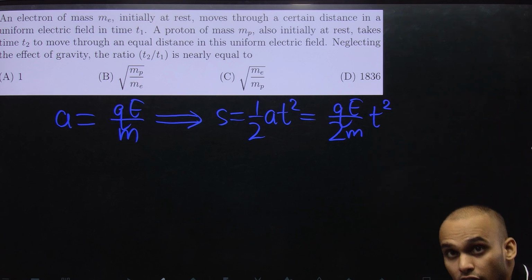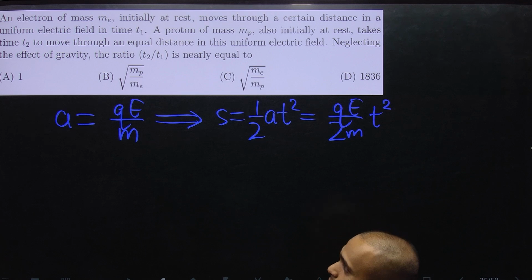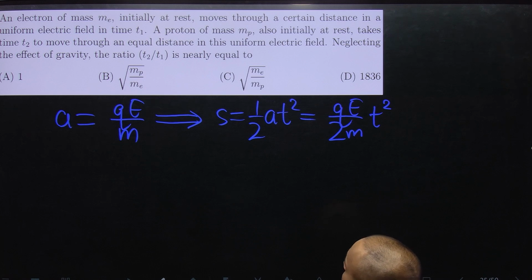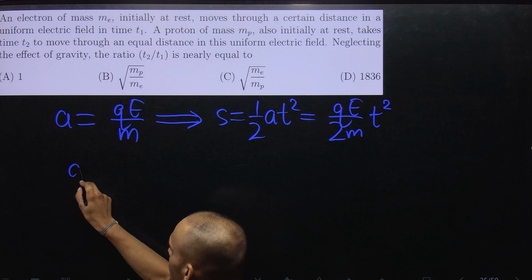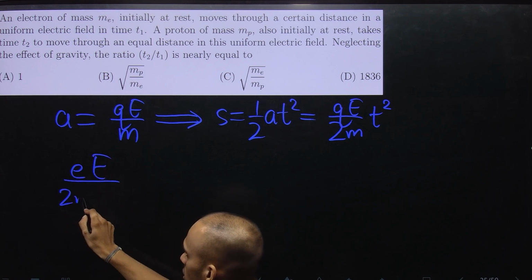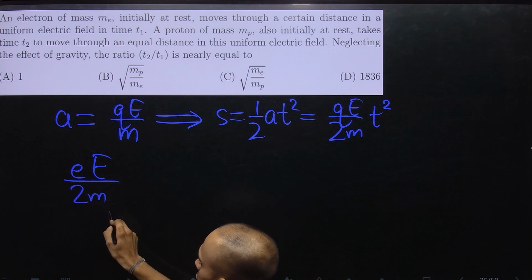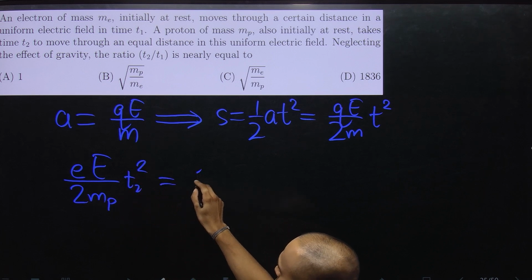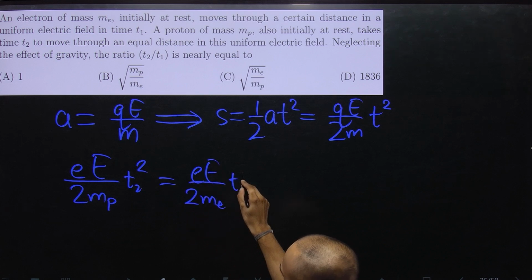Now, for a proton, the time taken is t1. For the electron, the time taken is t2. Or wait, it was the other way around. Yes. So for the proton and electron, we can equate the distances and say that q, that is the charge on the electron or proton, is e, upon mass of proton mp into twice mp into t2 squared should be equal to charge times electric field upon twice the mass of the electron into t1 squared.